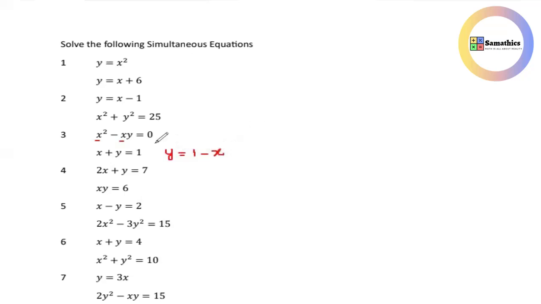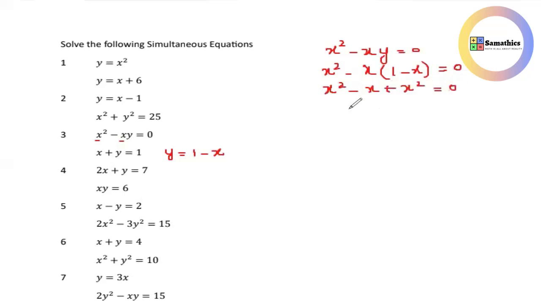x, and when you substitute it in x squared minus xy is equal to 0, with y as 1 minus x, it will be easy to solve, because there is a square on x. If you make x the subject, you will have to apply an identity to open this, right? So we'll be having x squared minus x and then plus x squared is equal to 0. So here we have 2x squared minus x is equal to 0.